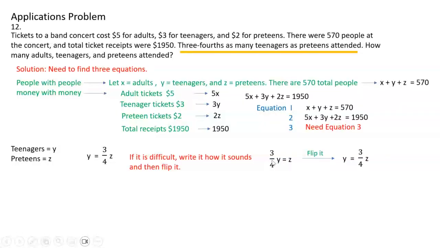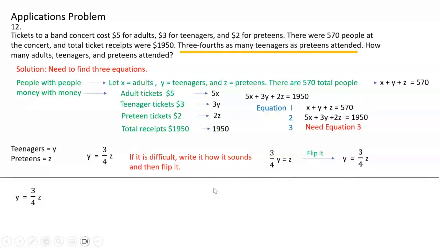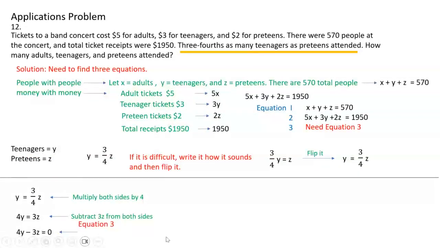You see, guys, we got the equation now. But now we're going to multiply everything by 4, because we don't want any fractions. Then we're going to send the z to the left side by subtracting 3z. So this is my third equation. That's equation number 3.